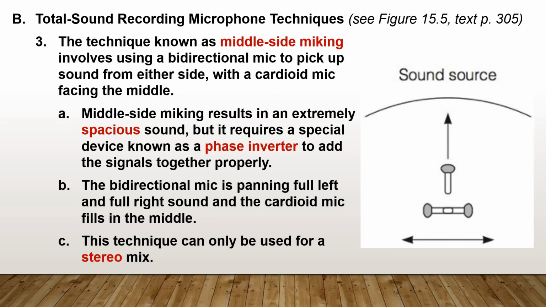The bidirectional mic is going to pan full left and full right, and the cardioid mic fills the middle. Makes sense there. This technique can only be used for a stereo mix, so no magnificent mono here. You want to make sure that you are recording in stereo when you do middle side miking.